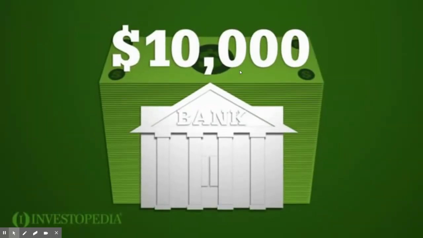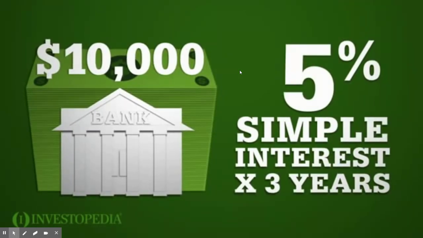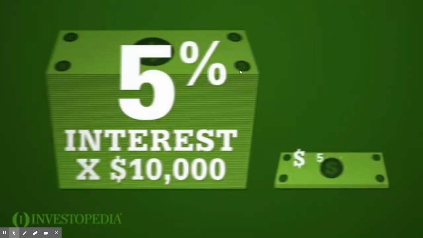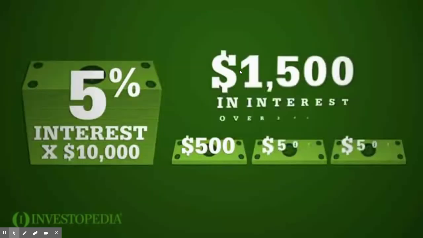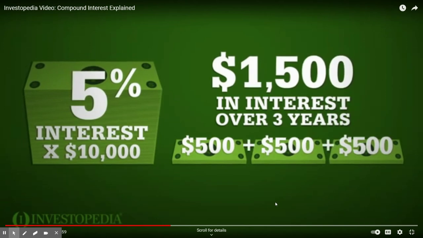Suppose you deposit $10,000 into a high-interest savings account at a 5% simple interest rate for 3 years. The interest you earn each year is 5% times $10,000 equals $500, for a total of $1,500 of interest at the end of year 3. $500 plus 500 plus 500.